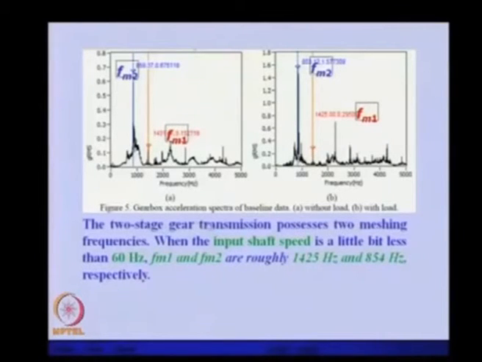So in this two-stage gear transmission, there are two stages and two meshing frequencies. When the input shaft speed is a little bit less, that is 60 hertz, as has been measured, the first and the second mesh frequencies are roughly 1425 and 854. You can see that these are matching with the actual experimental data. So the theoretically calculated and the experimentally measured frequencies are matching.